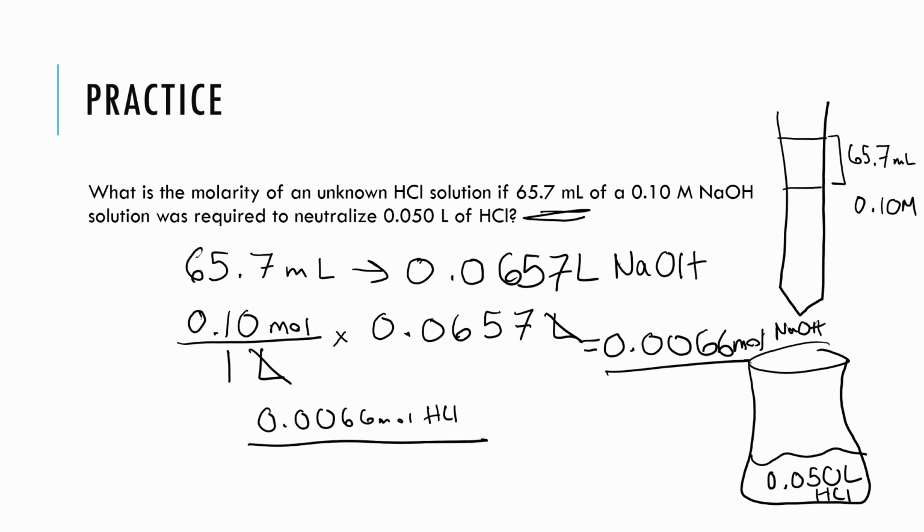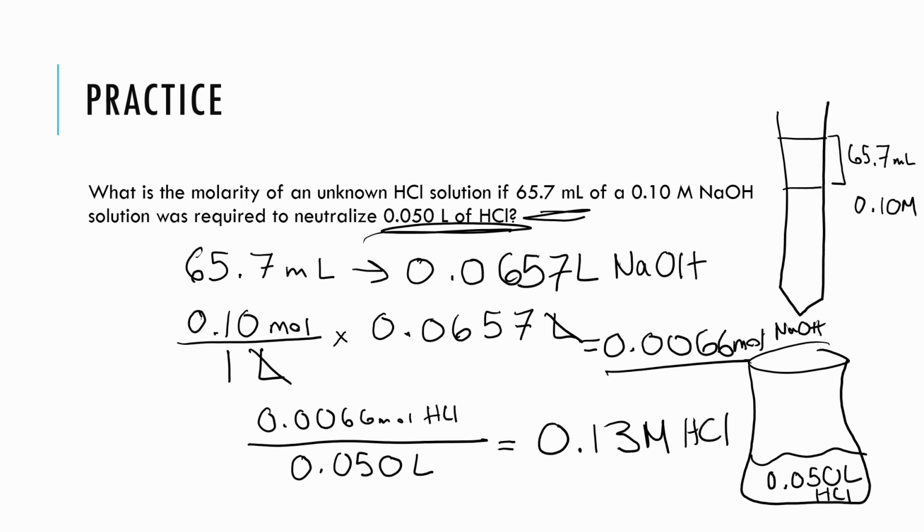Now we're going to take that 0.0066, and we know our volume that we started with of HCl. So we are going to put this on the bottom, 0.050 liters. I know there's a lot of zeros, but that's for our sig figs. And we get 0.13 molar HCl. Knocked us down to 0.13 because of 2 sig figs. You might have gotten a 0.132 in your calculator, but we're sticking with 2 sig figs here.